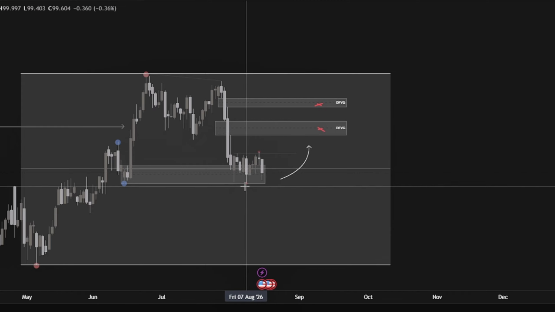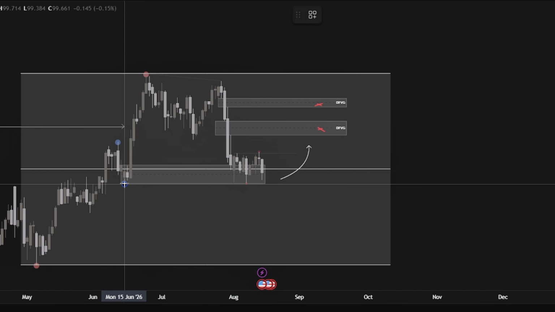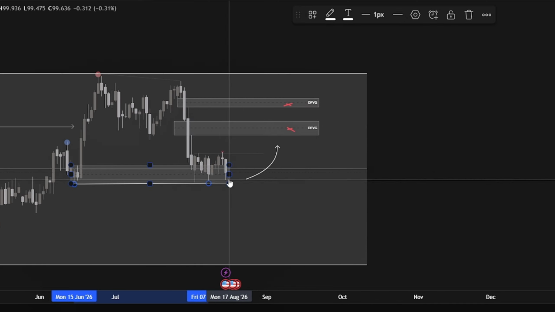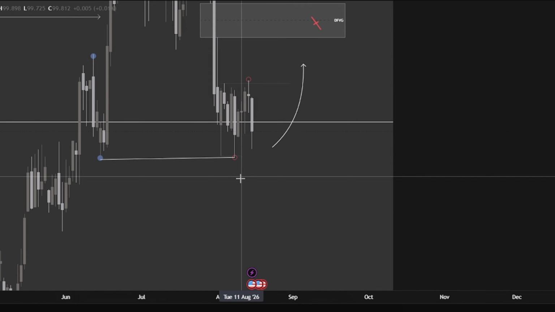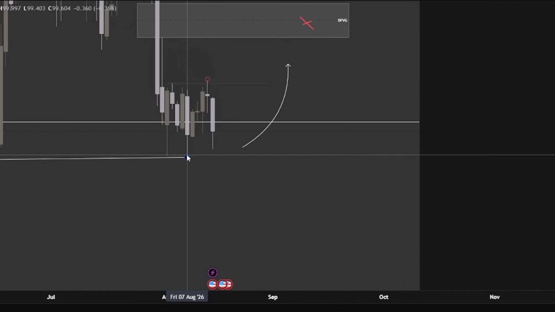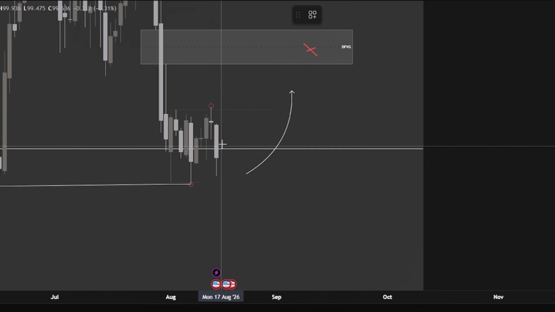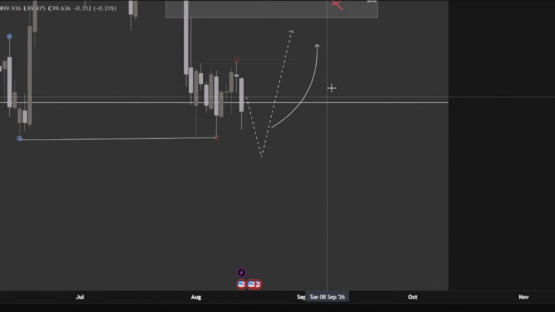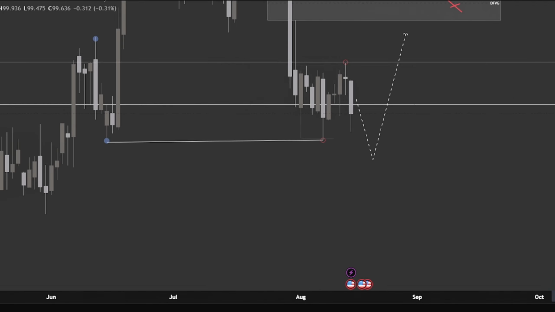If not, what we may see is a sweep of this low and this low. Obviously, these are relatively equal lows as well, right? So that's a really good liquidity factor right there. What I'm expecting to see is price wipe out these lows, grab that liquidity, and then we get a push up from this level here.